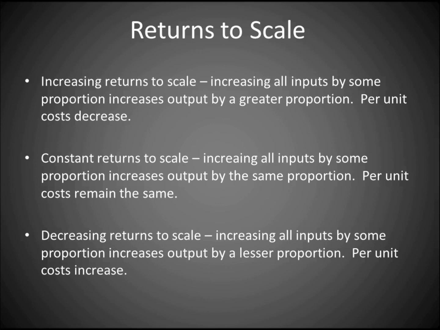Decreasing returns to scale say that if we increase all of our inputs by 50%, we're going to see our output increase, but by less than 50%. So output will increase at a lower proportion than our input. If this is the setting we find ourselves in, then in the long run, we're going to see per unit costs increase. Our average cost, our cost per unit, is going to increase. Why? Because the proportional increase in output is lower than the proportional increase in input.